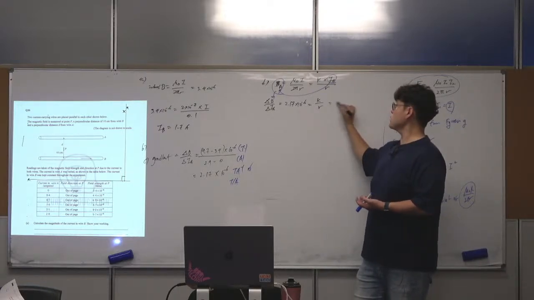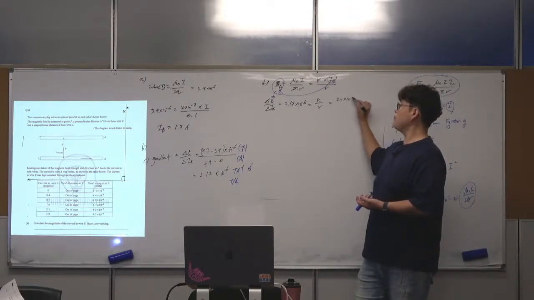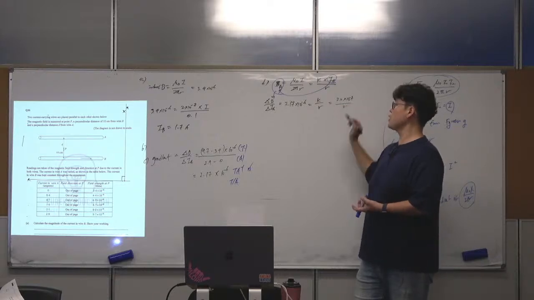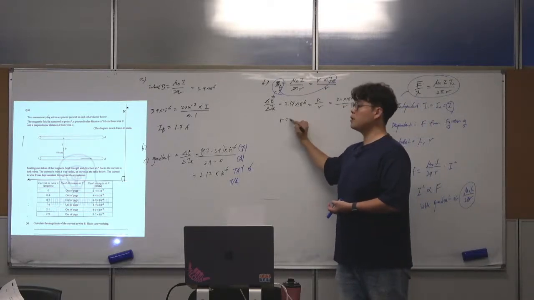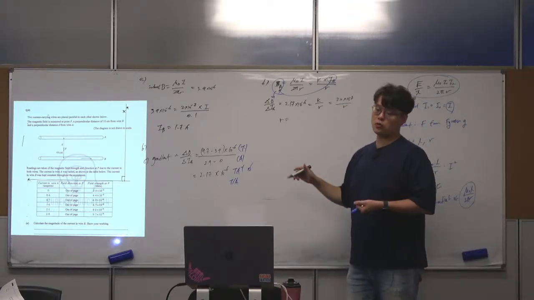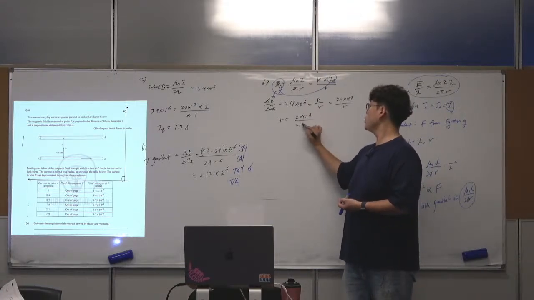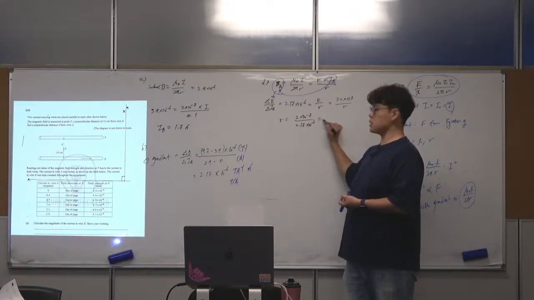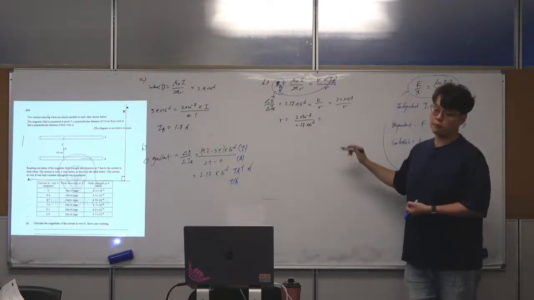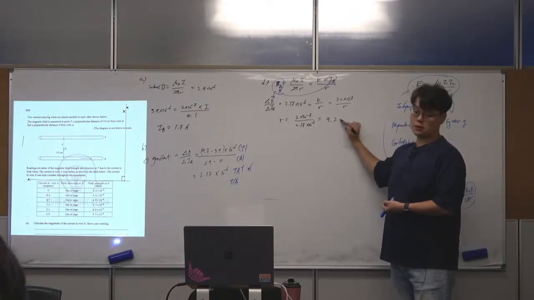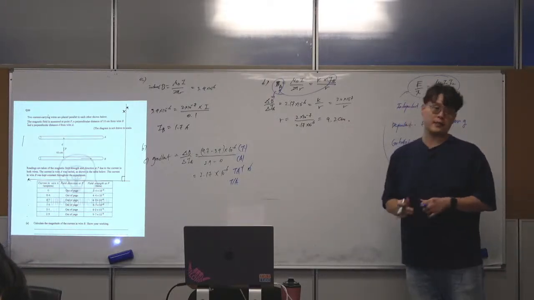So what we get is the same as K on R. The K is 2.0 times 10 to the power minus 7, times R here again. Therefore R, the length of the distance between the two, would be 2 times 10 to the power minus 7 divided by 2.717 times 10 to the power minus 6, ending up as 9.2 centimeters for the final answer.